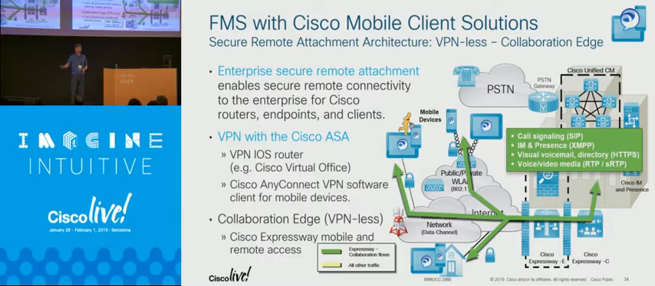In the case of Collaboration Edge, only thing that we're going to allow to go over that secure connection is going to be call signaling, IM and presence capabilities, visual voicemail and directory services, and then voice and video media. So all of that stuff is going to travel over that secure connection. Anything else is going to go directly out the local connection to the local network. So unlike VPN where we send everything, in this case, just the collaboration traffic is going to go through the enterprise.